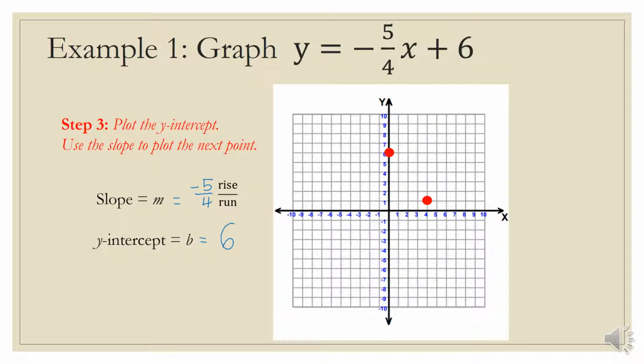Now that you've got your 2 points plotted, the last thing you need to do is just connect these with a line. And make sure that you put an arrow on both ends to indicate that the line continues on in both directions. And that's it. You're done. You've graphed y equals -5/4x plus 6.